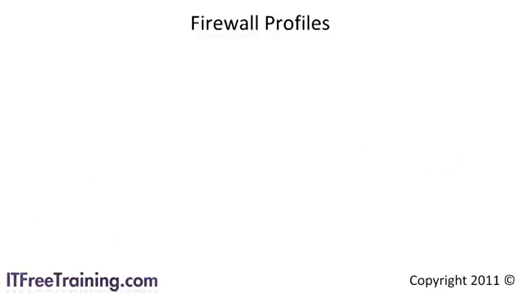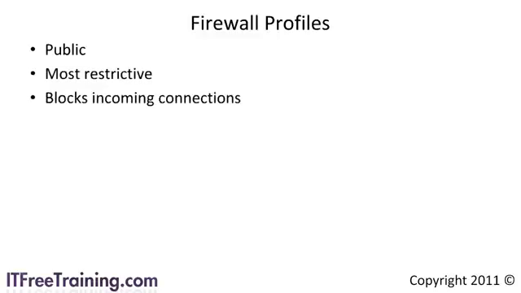The last profile type is public. This profile type is the most restrictive as it blocks incoming connections. Any established connection will be allowed through. That is, a connection that originated from the computer, but any incoming connection by default will be blocked.